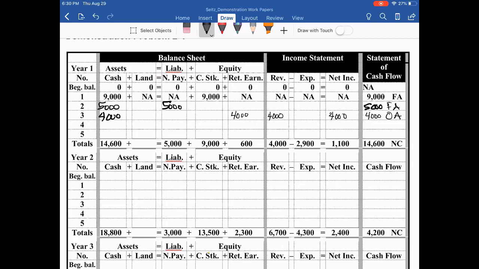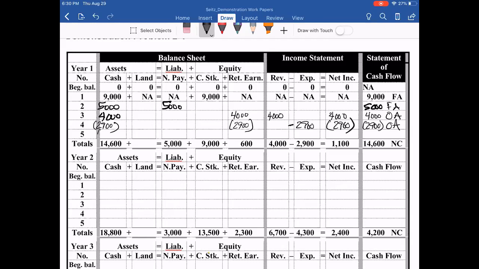Number 4, they paid operating expenses of $2,900. So I'm going to decrease cash by $2,900, and then I'm also going to decrease retained earnings by $2,900 to signify an expense. I'm going to put this in here as $2,900, and then also decrease over here as a negative $2,900 on that specific transaction alone. And then show that $2,900 went out in operating expenses. You can see that as operating activities on the cash flow statement.